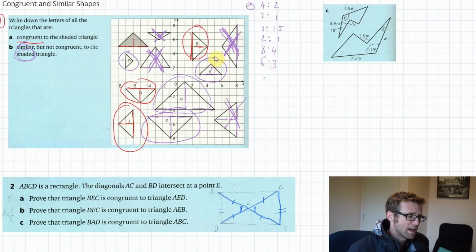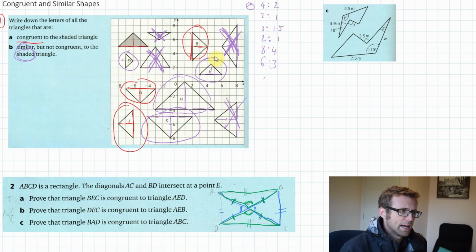I would do much the same thing with DEC being congruent to AEB. Just quickly, if we do this in green, you see we've got this triangle here, and we've got another one down here. This length at the top and the bottom is the same. We've got an equal angle here because they're vertically opposite, and these sides are also equal. So all sides equal, so the triangles must be congruent.